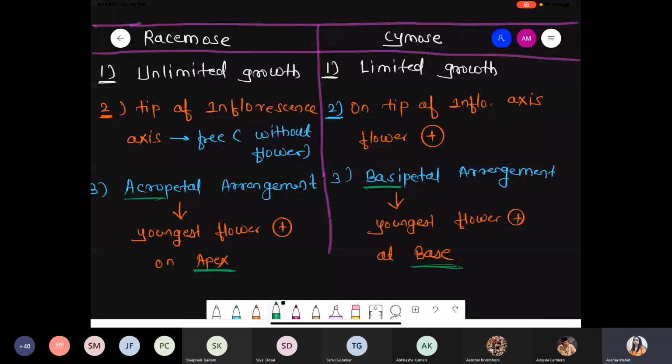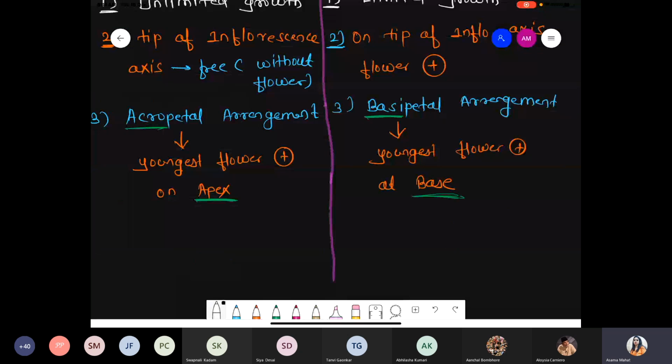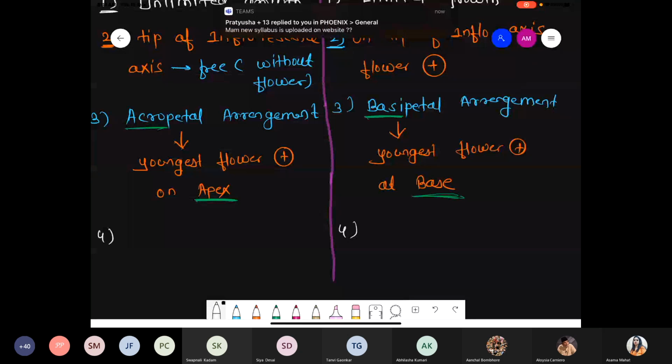And the last difference we are talking about is the arrangement pattern, that is centripetal arrangement and centrifugal arrangement. So in case of the racemose, they show centripetal arrangement. Whatever is given in NCERT for inflorescence, that much only you have to do, nothing extra. So we have centripetal arrangement and the other one, centrifugal arrangement.